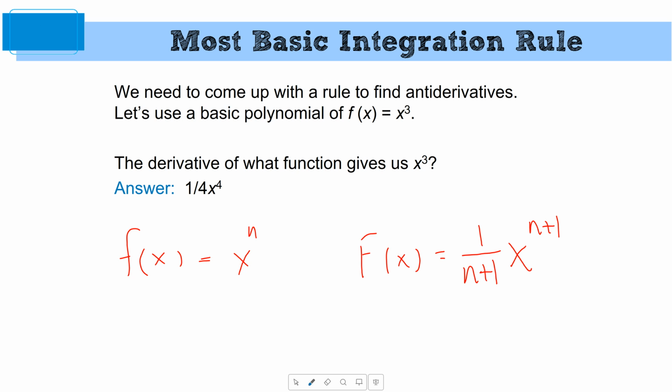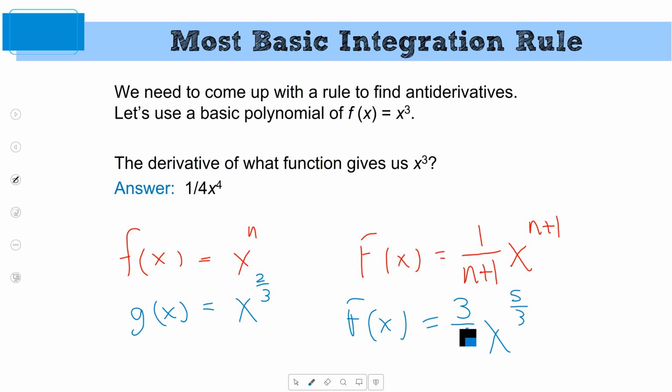Okay, let's do this. Change colors. Let's suppose g of x is x to the 2/3. What's the antiderivative of x to the 2/3? Close. Sorry, say it again. 5/3 x to the 5/3. Close. I'll give you this. Could it be 3 halves? Not 3/2. 3/5 x to the 5/3.